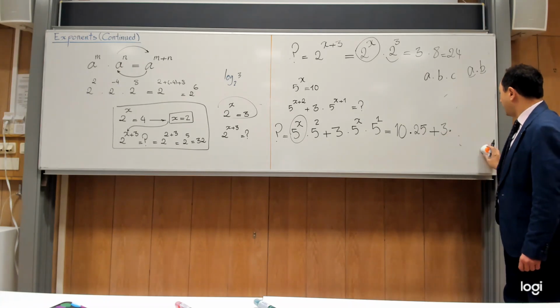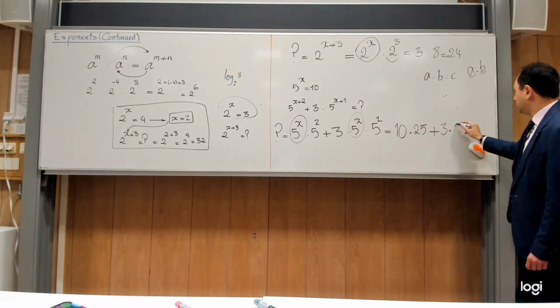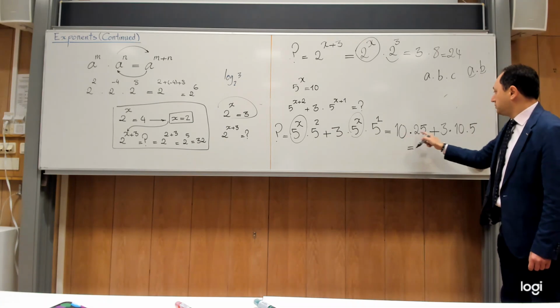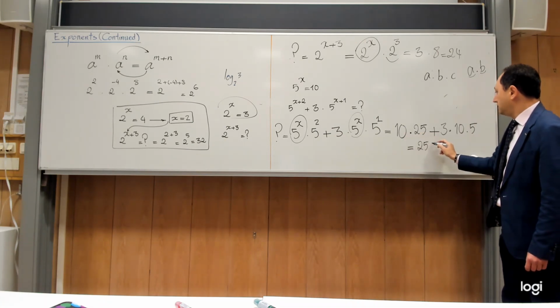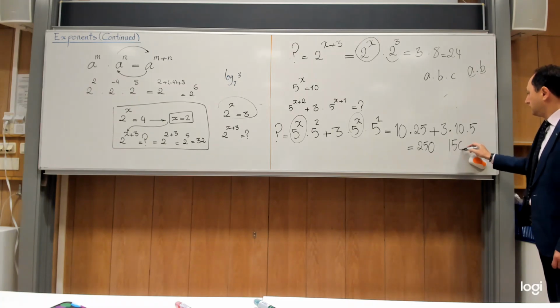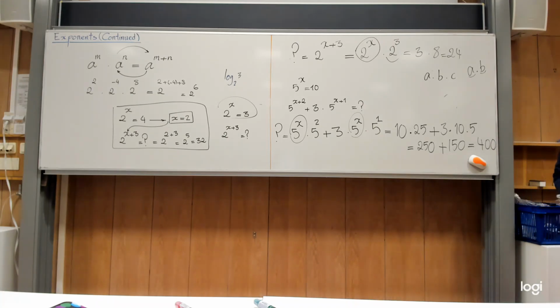Instead of 5 to the x, again, I can replace 10. And then 5 to the 1 is just 5. And this calculation is very simple. This becomes 250, and this becomes how much? 150, and I want to add them. So the answer is 400. Yes? Is that understandable? Yes or no? Good.